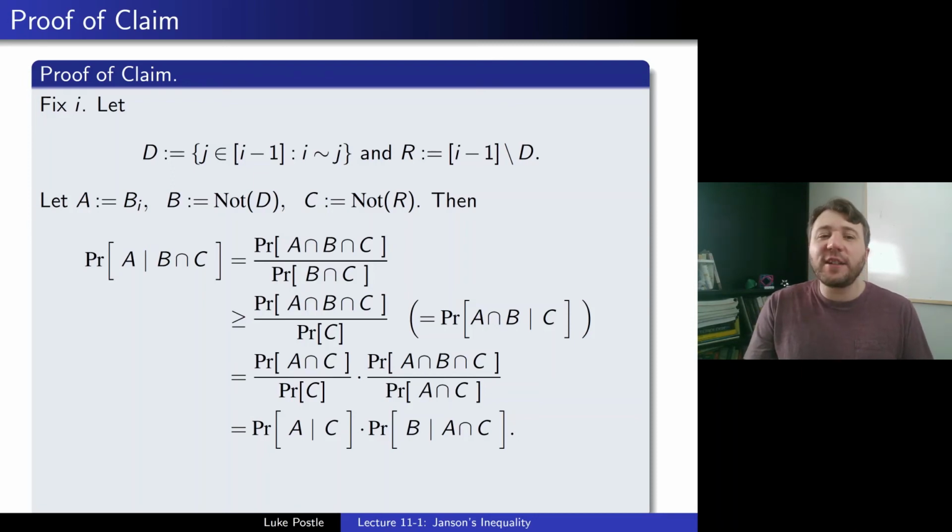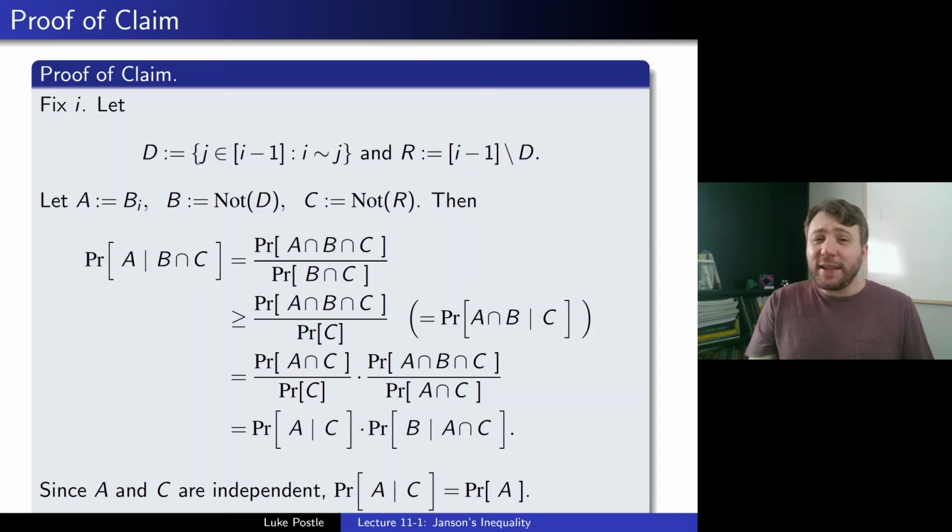So it's a bit strange, but indeed this shows that the probability of A given B intersect C is at least the probability of A given C times the probability of B given A intersect C. So we've managed to switch B from the given to what we're looking at. And now we just have to investigate these two terms to prove the claim. So the first term is easy.